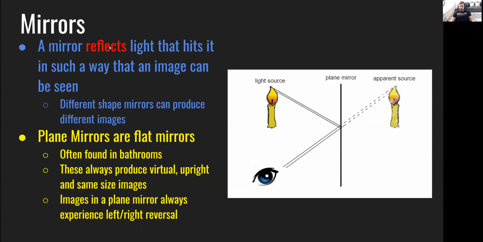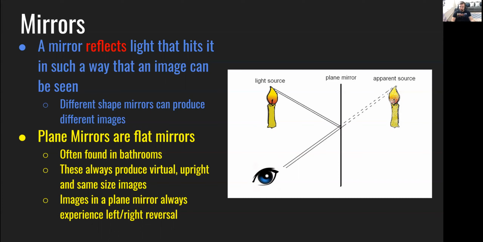The shape that you are most familiar with is a plane mirror. Those are flat mirrors, like in your bathroom. A plane mirror will always produce a virtual image, an upright image, and an image that is the same size as the object. Have you ever noticed that when you go in your bathroom and look at the mirror, you never see yourself standing upside down? It doesn't look as though you're hanging from the ceiling. So it's an upright image.